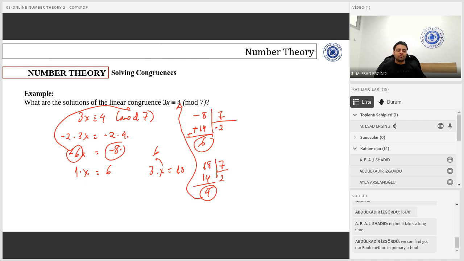Yes, of course you can. You can find the GCD, yes, the greatest common divisor, but you cannot find the linear congruences by the method we use in primary school or high school. In order to find the inverse, for example, you have to use the Euclidean algorithm.